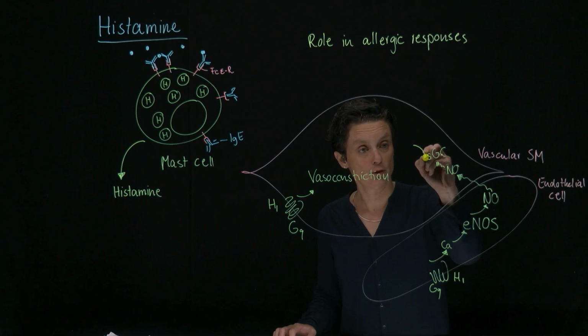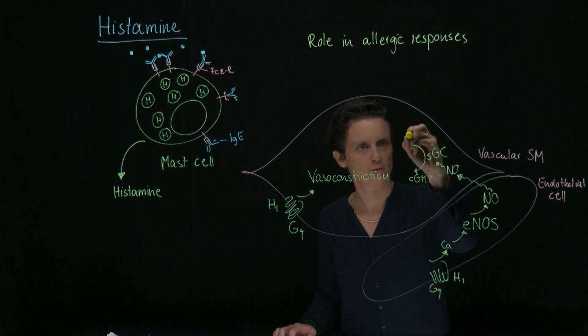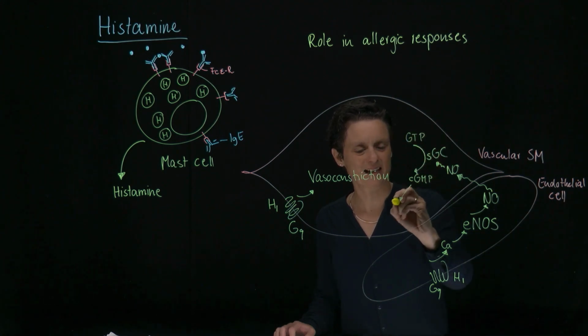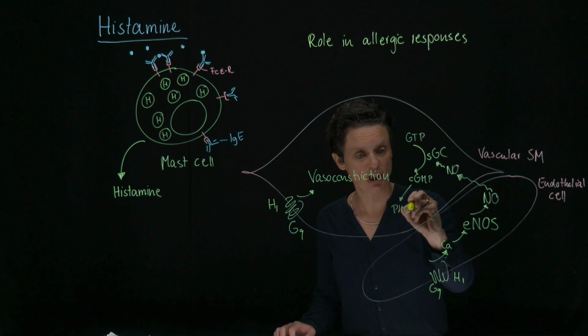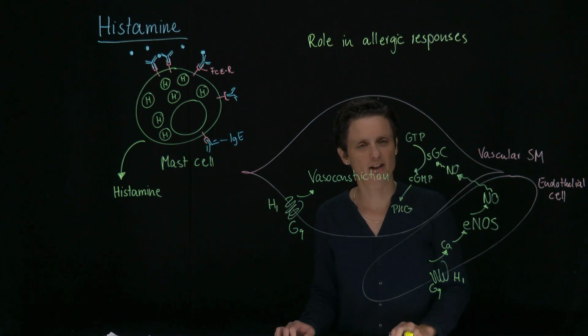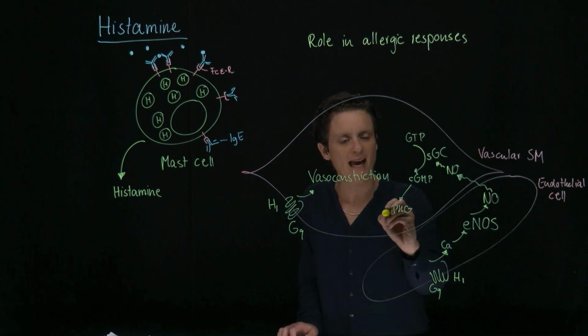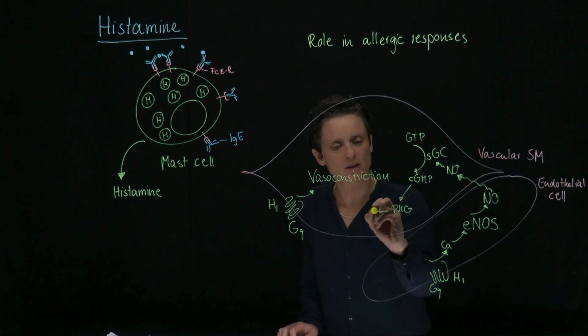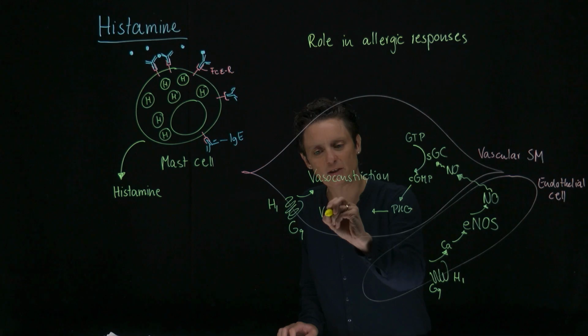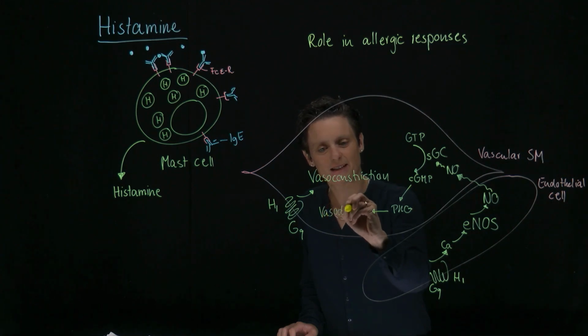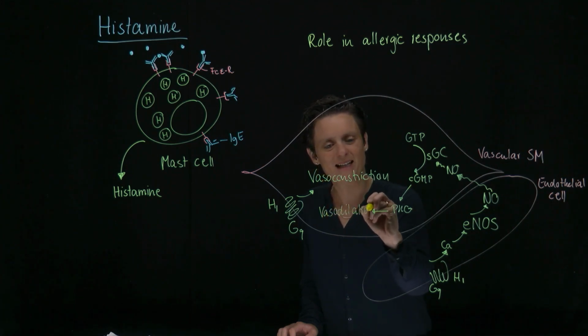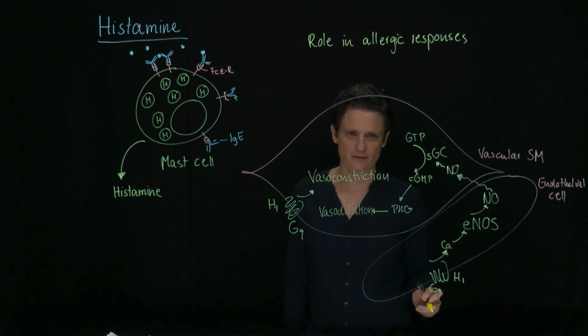What does soluble guanylyl cyclase do? Well, it makes cyclic GMP from GTP, and that activates PKG, and then activates the myosin light chain phosphatase. So phosphatase cuts off the phosphate, and then in the end, this leads to vasodilation. So we can see here that we have two opposing effects.